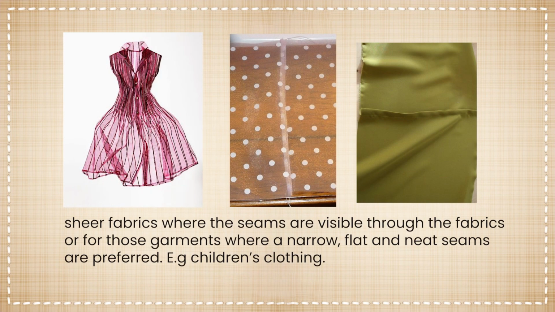There are synthetic fabrics from which threads keep coming out. So these are the fabrics where you need to use self-enclosed seams. Or even in the case of sheer fabrics or transparent fabrics, where the seams are visible through the fabric. So for those type of fabrics and garments, where narrow, flat and neat seams are preferred, for example, children's clothing, these self-enclosed seams are used.